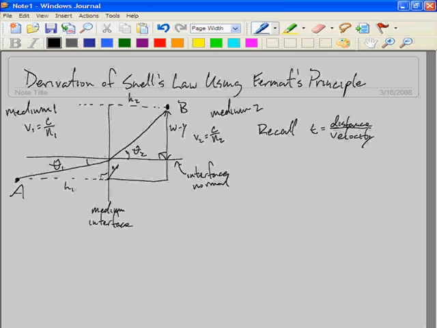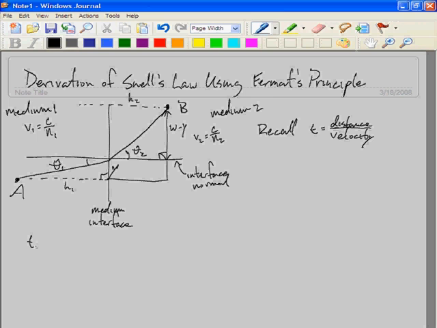Now, the distance from point A to the medium interface along its path will be given as the hypotenuse of the right triangle in medium 1, and similarly the distance from the medium interface to point B as the hypotenuse of the triangle in the second medium.